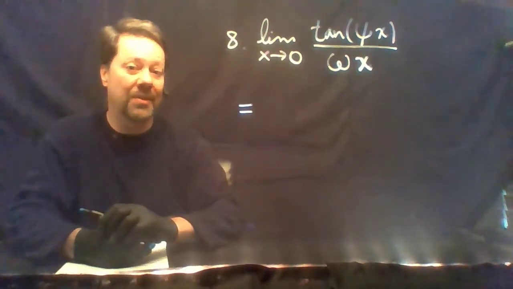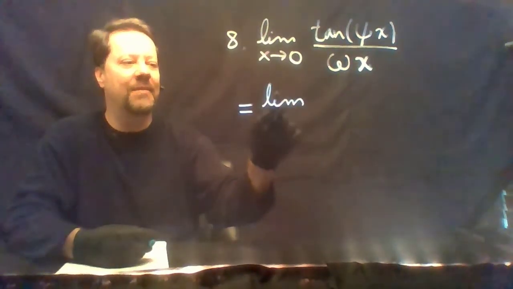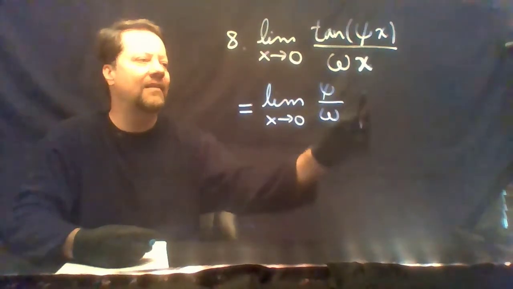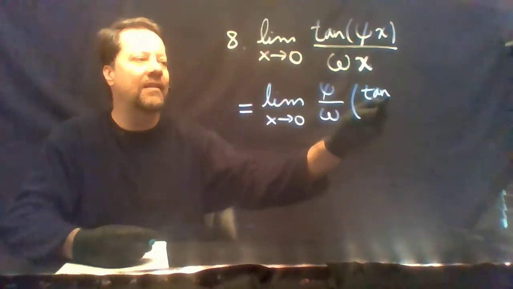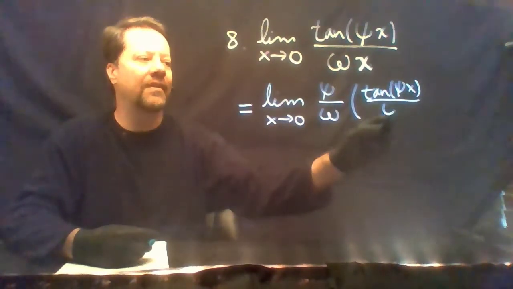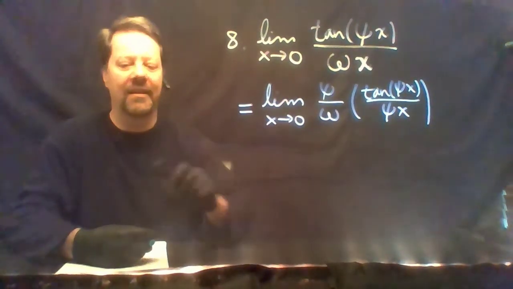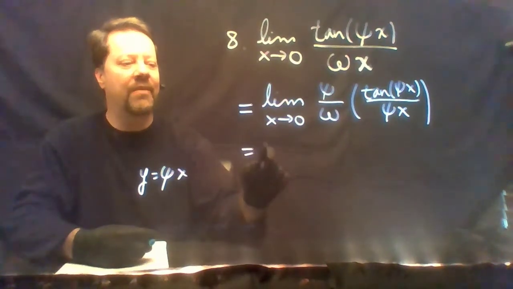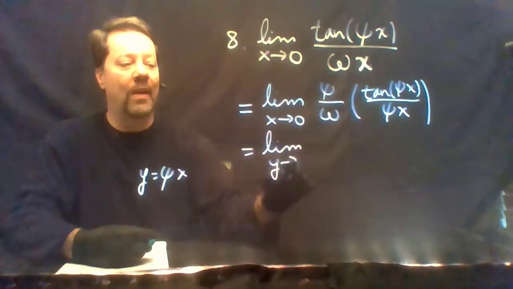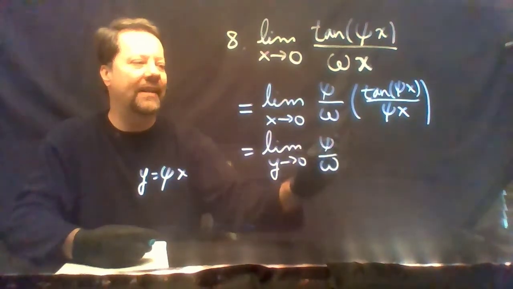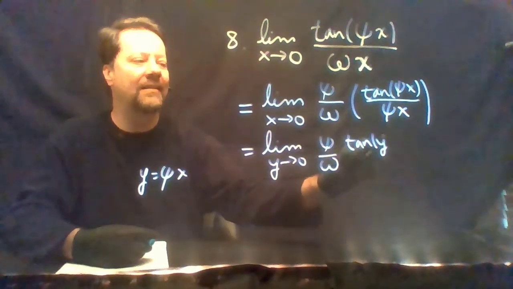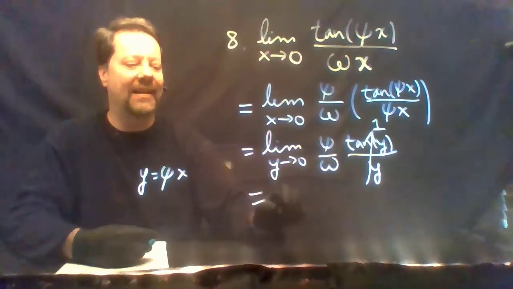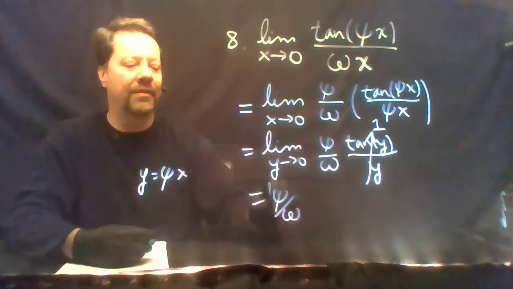One way to approach the solution to this problem is to write this as the limit as x goes to 0. We'll put the omega out here and a psi and rewrite this as the tangent of psi x over psi x. If we replace psi x with y, we can rewrite this then as the limit as y goes to 0 of psi over omega of the tangent of y over y, which we know tends to 1, and hence the answer is psi over omega.